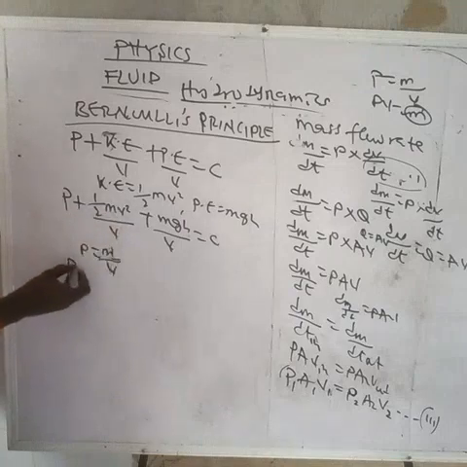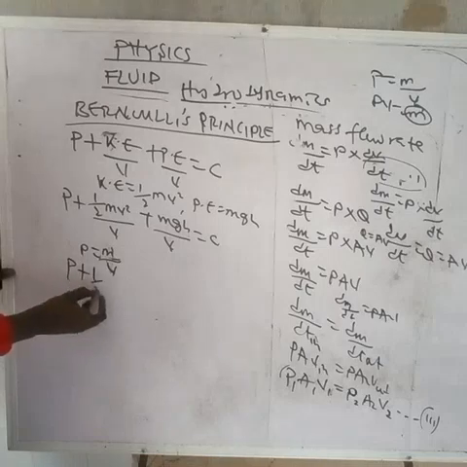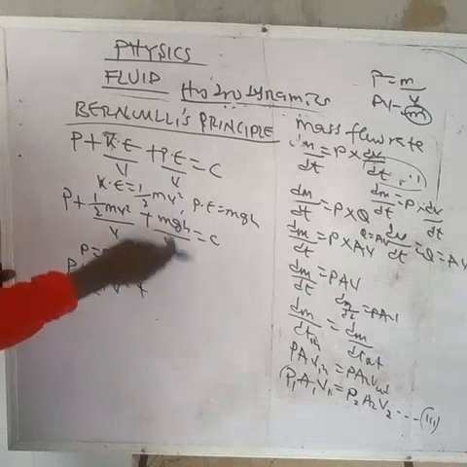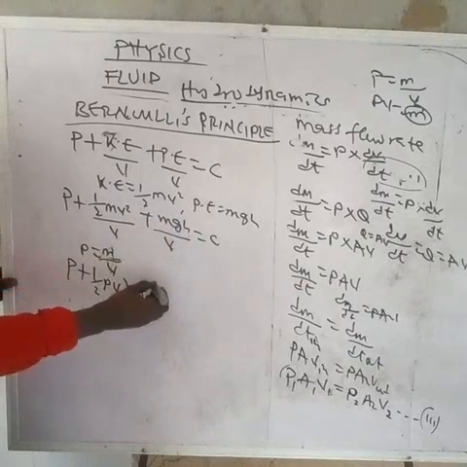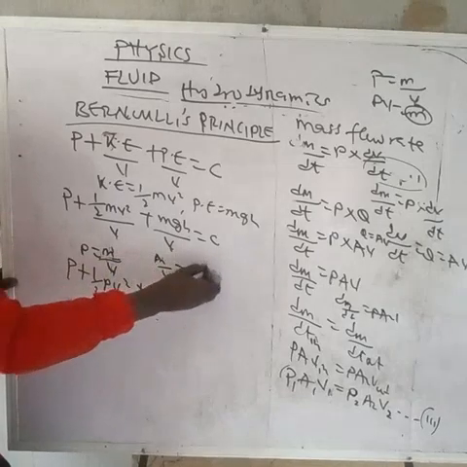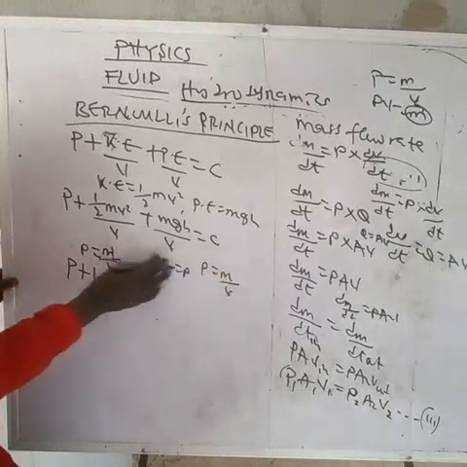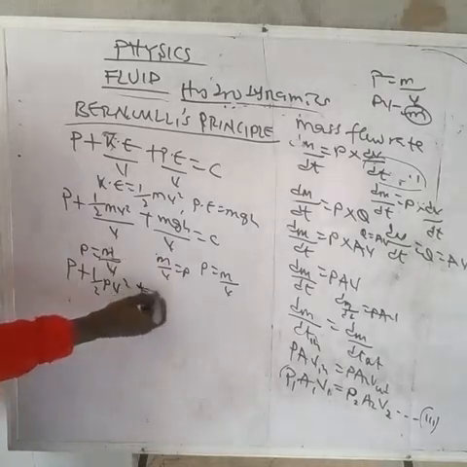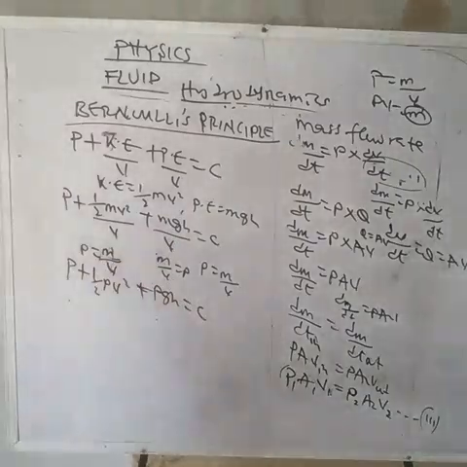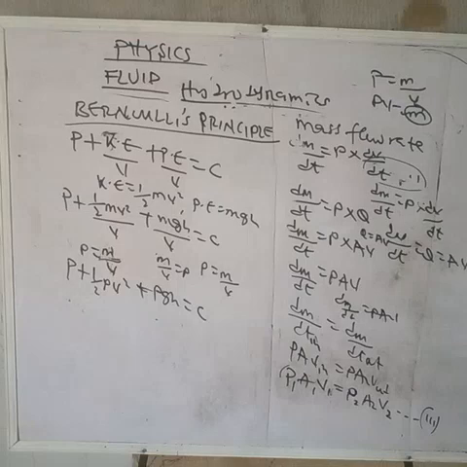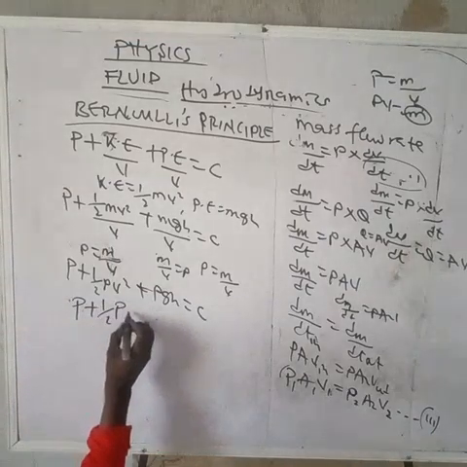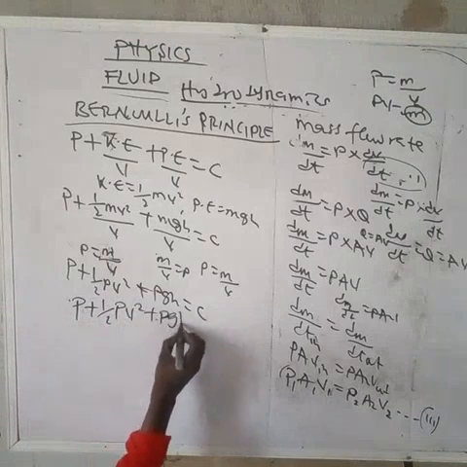So you have pressure plus 1 over 2, mass over volume is now density, v squared, plus this m over v, mass over volume again, will give you density, because rho is equal to m over v. So what I'm going to have is plus rho gh, everything equal to constant. So that is the expression of Bernoulli's equation. Altogether, pressure plus 1 over 2 rho v squared plus rho gh is equal to constant.